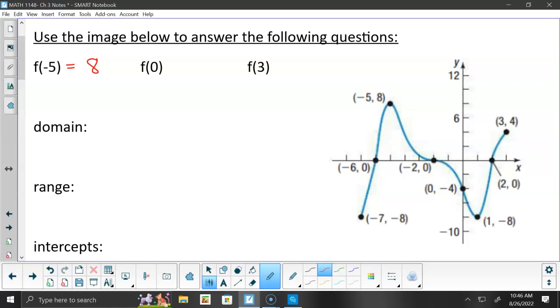All right. Shout it out. What is f of 0? Negative 4. And what is f of 3? 4.